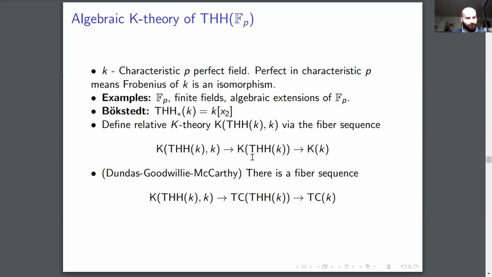Now, the thing is that if, for example, K is a finite field, it's sufficient to compute this guy because this is due to Quillen. We already know this for K a finite field. And then knowing this would give you the K-theory of THH of K.